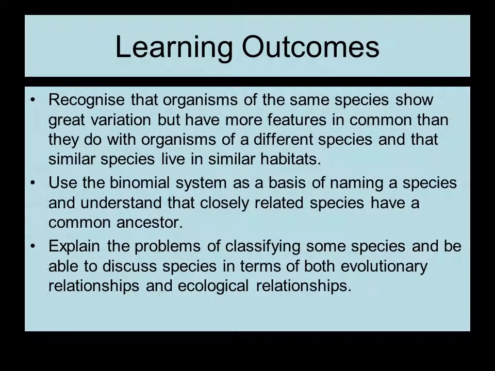Let's take a quick look at the things you should be able to do by the end of this video. You should recognise that organisms of the same species are very different to each other, but nonetheless they still have more features in common with each other than they do with members of a different species. You should be able to use the binomial system, so that's Latin names, to name organisms and understand where each part of that Latin name comes from. And you should be able to describe 3 problems in an exam to do with classifying some species.